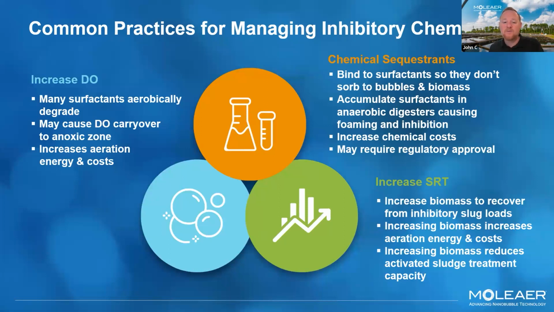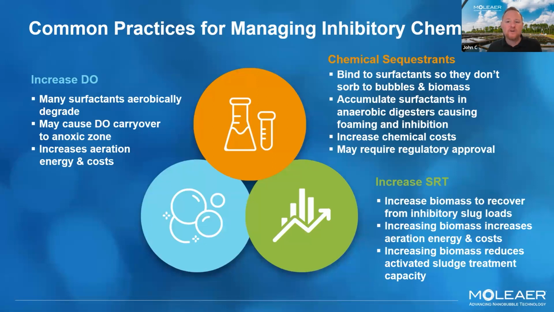Something that we do and we don't really talk about or think about, but we increase our SRTs. If we're not meeting our effluent performance, we increase the amount of biomass that we have under aeration. But increasing biomass also decreases the efficiency of your wastewater treatment plant, ultimately increasing aeration costs. Also, increasing biomass decreases your secondary clarifier capacity, creating overload conditions during high flow events and storms.